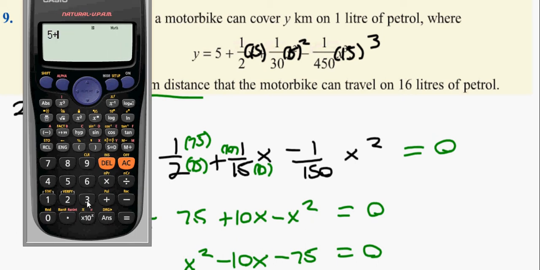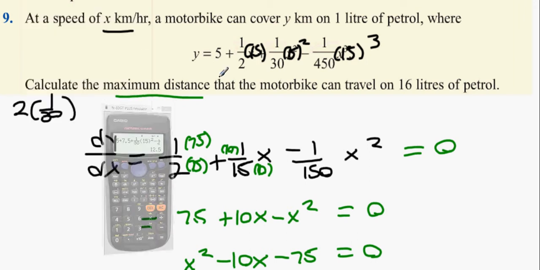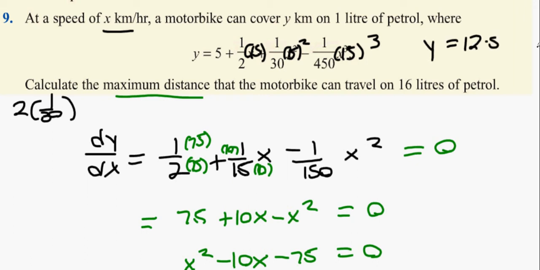So 5 plus a half of 15. A half of 15 is 7.5, so I won't waste time on that. Then plus 1/30 of 15 squared, and then finally minus 1 over 450 of 15 cubed. Now the answer to this is going to be 12.5. So y equals 12.5.